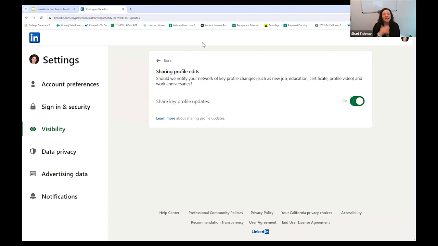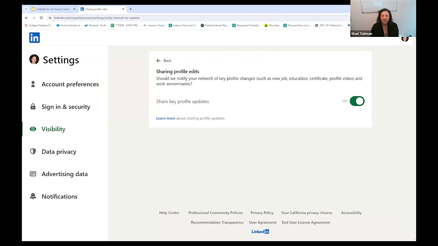What I will say is this, the algorithms have changed a lot over the past several years. For those who don't know what algorithms are, it's just the code that basically decides what you see on LinkedIn and what others see. They've changed a lot. So just because you're making a ton of profile updates doesn't mean that everyone in your network is going to get notified about that update every single time you make it. In fact, LinkedIn almost certainly has safeguards to prevent that from happening. So I wouldn't worry too much about this, but if you are worried about it, this is how you turn it off.